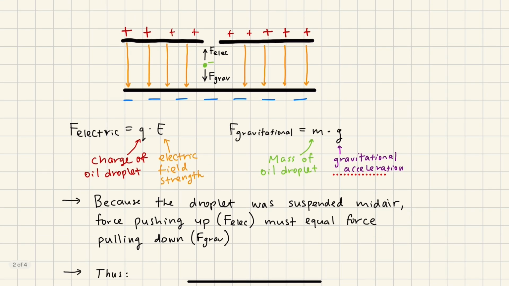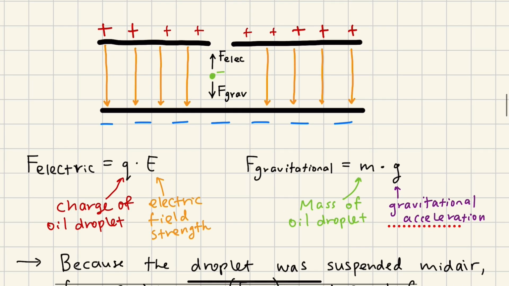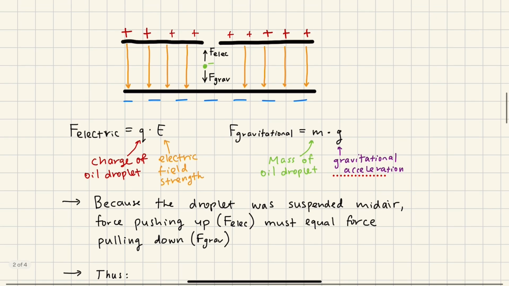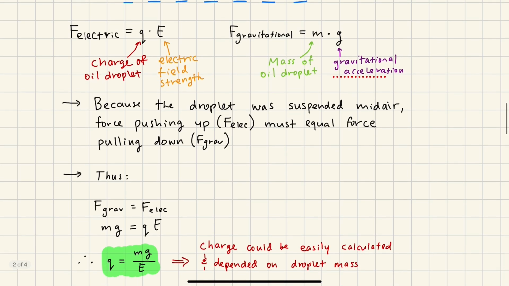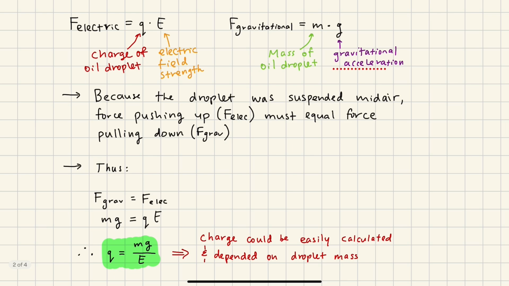And the way we use these equations together is in the situation where the oil droplet remains suspended midair. So weird to think about, but just bear with me. If the oil droplet stays suspended in midair between these two plates, that means that the downward force of gravity must be equal to the upward electrostatic force. In that situation, the two forces will essentially cancel out, leaving the particle literally floating midair, which is kind of cool to think about. So if the two forces are equal, we can just set them equal in our equation.